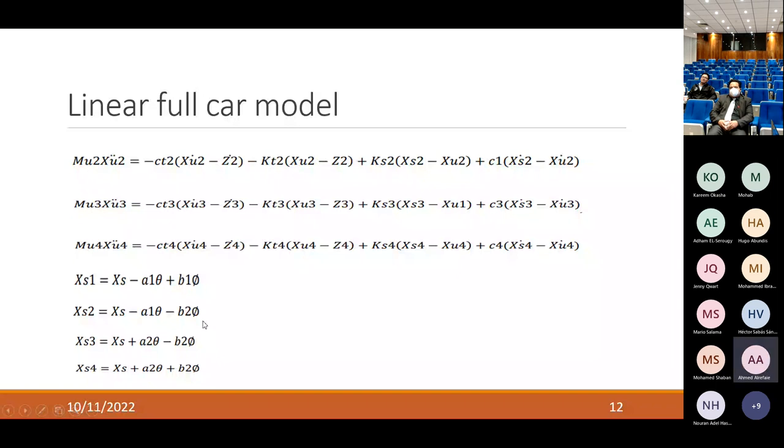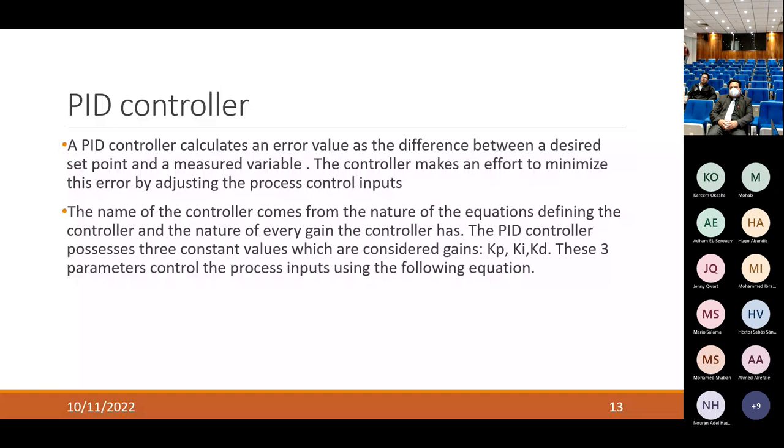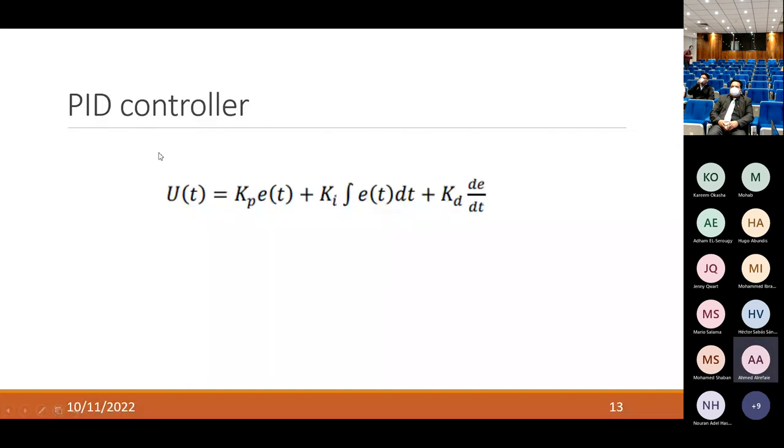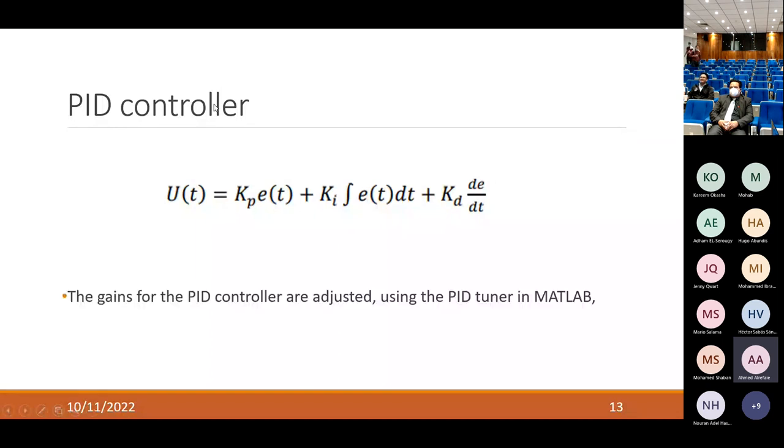PID controller is one of the most famous control techniques, and we will be using it in our implementation of the Neuro-Fuzzy controller. The name of the controller comes from the nature of the equations defining the controller and the nature of every gain the controller has. As explained here, this is the equation modeling the PID controller. The gains for the PID controller are adjusted in our implementation using the PID tuner in MATLAB, assuming linear behavior for all suspension components.